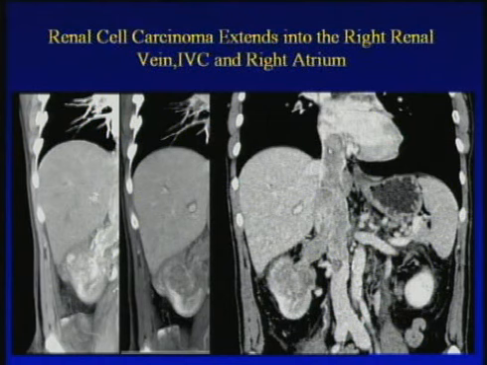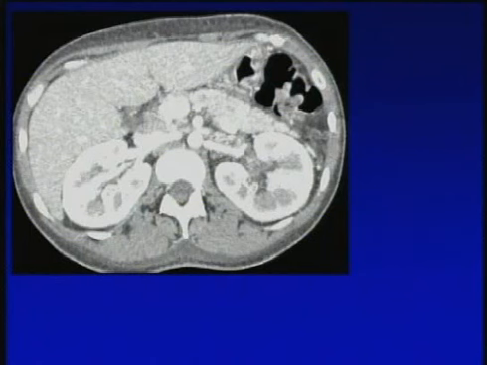So again, when you're staging patients with tumors, it's important to scan high enough that you're able to cover the entire area, that there is thrombosis, you know exactly its superior and inferior extent. Chronic renal vein thrombosis is a bit less common.